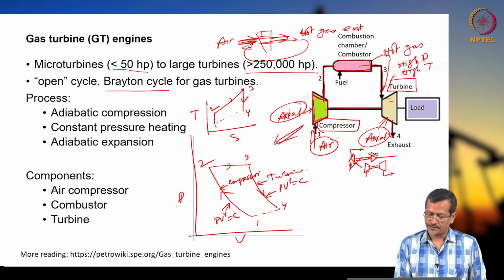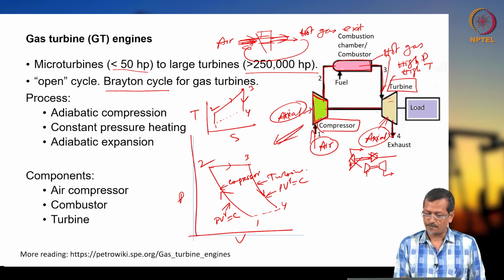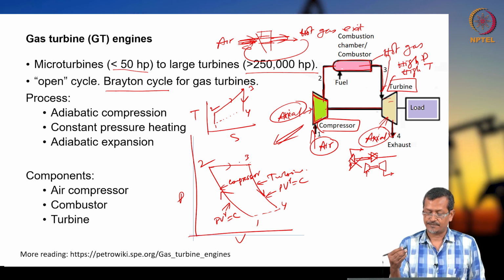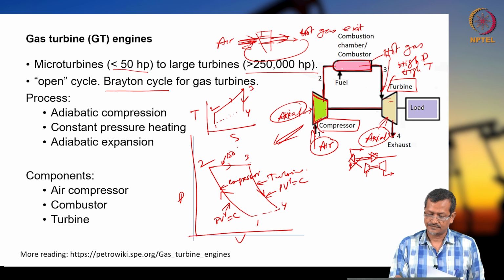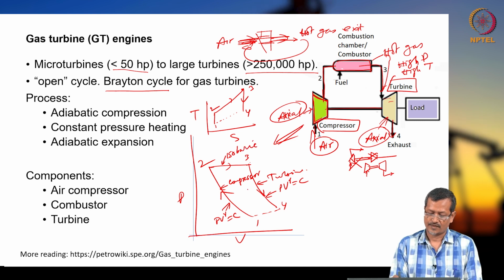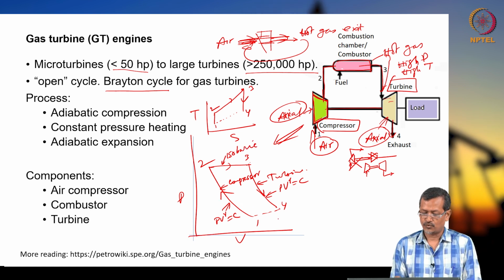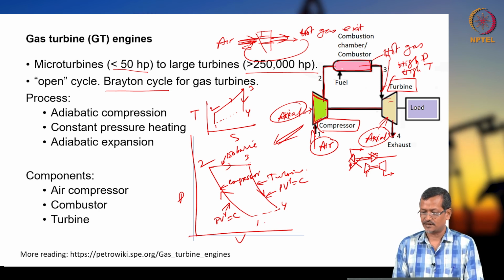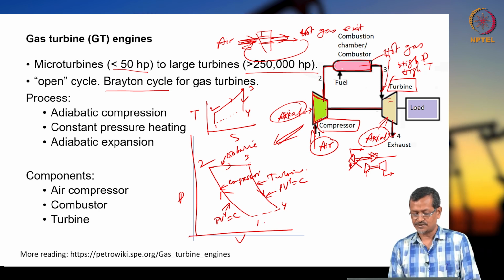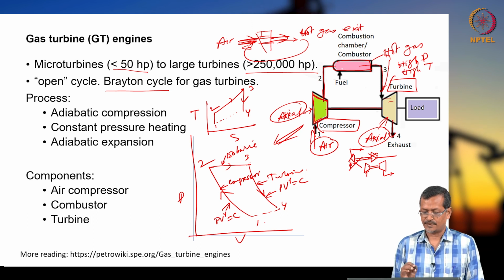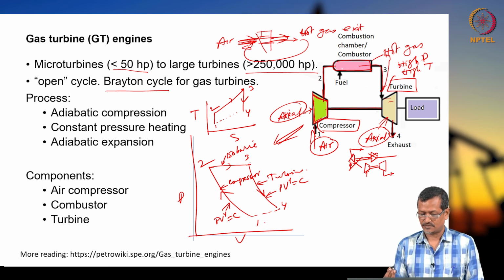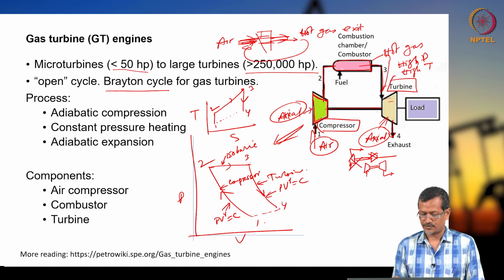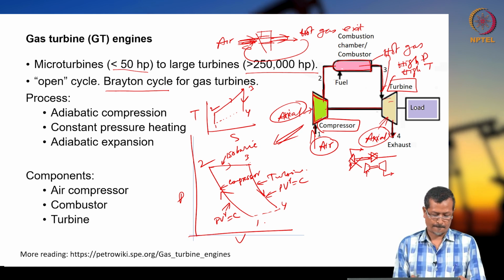So, 2 to 3 is an isobaric process, at the same pressure. Okay. And 1 to 2 is an isentropic process, 3 to 4 is also an isentropic process, and it is a very fast, continuous process, so it may not be perfectly isentropic. Okay. So, we are assuming these are adiabatic processes, 1 to 2 and 3 to 4.